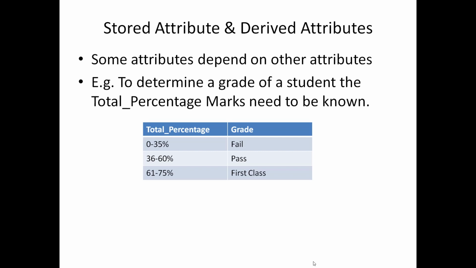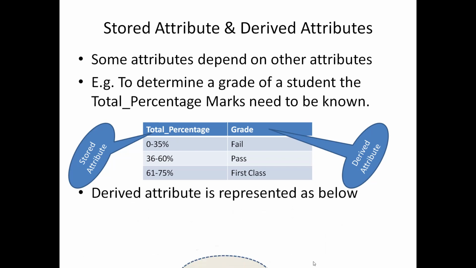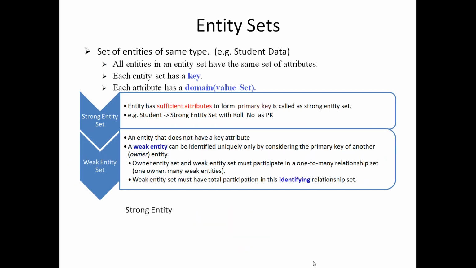So you will always see in your mark sheet, like 0 to 35% is fail, 36 to 60% is pass, something like that. So that's where the total percentage becomes a stored attribute, but what I can derive out of it is called a grade attribute. So that's where stored attributes and derived attributes come from. So this is the stored attribute and this is the derived attribute. How do you now represent the derived attribute? It is with this kind of dotted ellipse.